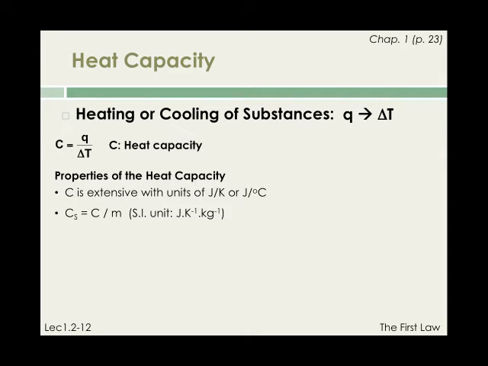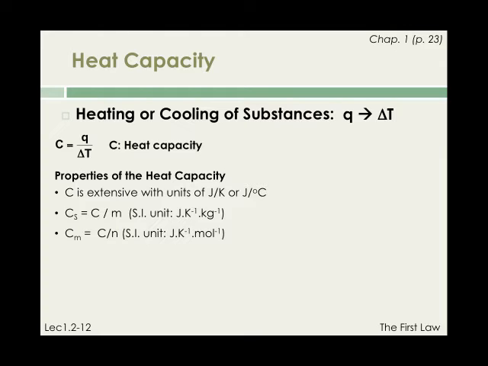The specific heat capacity, which we will write as C sub S, is defined as the ratio of the heat capacity C to the mass m of substance considered. C sub S has SI units of joules per Kelvin per kilogram. In the chemical sciences, we prefer to report the amount of material in moles, so we define the molar heat capacity, written as C sub m, as the ratio of the heat capacity C to the number of moles. The molar heat capacity has SI units of joules per Kelvin per mole.